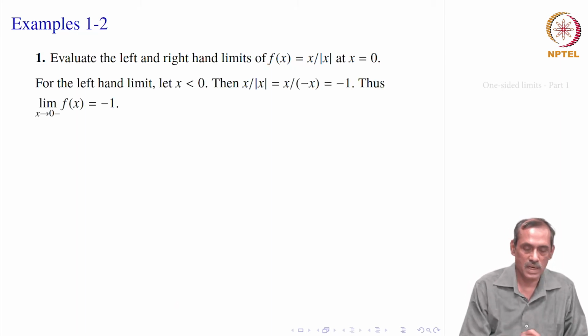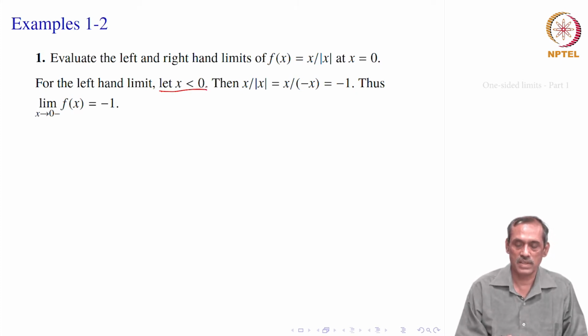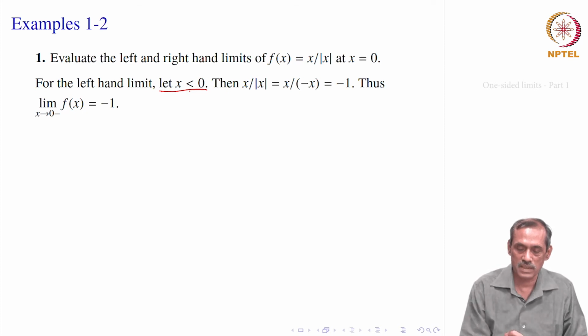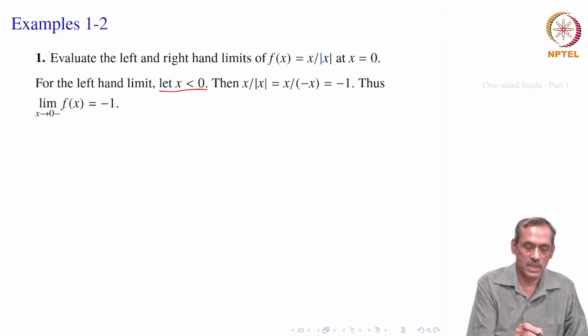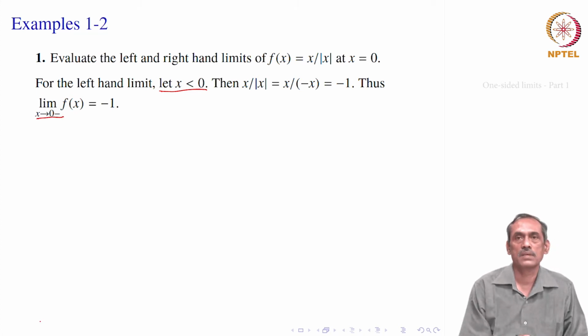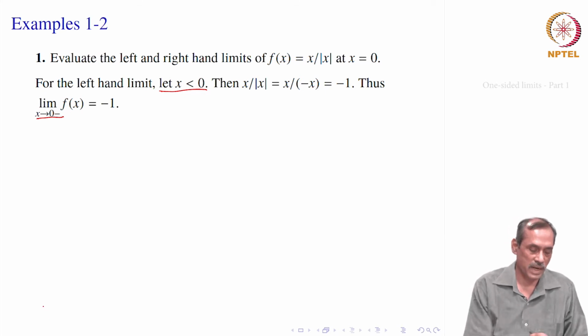Now, how do we proceed to the left side limit? For that we should consider all x less than 0, particularly in a neighborhood near 0. So, now look at how the function looks when x is less than 0. Mod x becomes minus x when x is less than 0, so x divided by mod x is x divided by minus x, which is minus 1. It is a constant. So, the limit of f of x is minus 1 as x goes to 0 minus, that is, the left side limit of f x at x equal to 0 is minus 1.